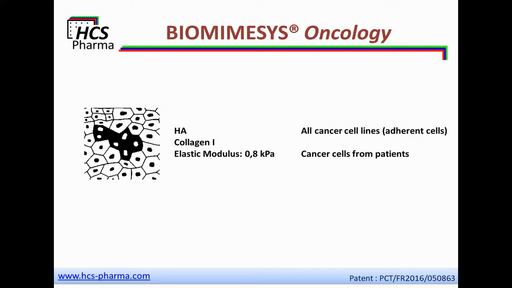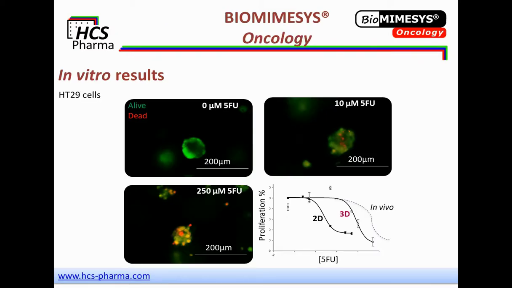So I'm done with biomimesis adipose tissue, so I will move to biomimesis oncology. The commercial matrix is composed of hyaluronic acid and collagen 1, with an elastic modulus of 0.8 kilopascal. And biomimesis oncology has been validated for the culture of cancer cell lines in general, I mean adherent cells, and also for the culture of cancer cells from patients. I will show you some results about drug testing in biomimesis oncology.